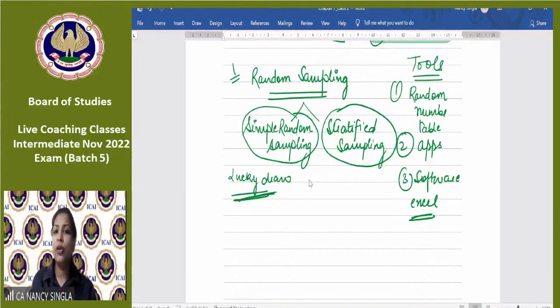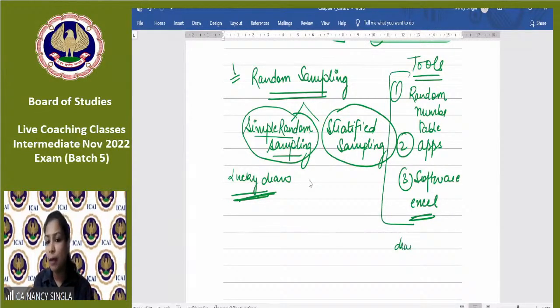Okay, so random sampling. Simple random sampling, which we have just seen, is a kind of lucky draw only. So I may use these tools. I may use a drum with chits. All the chits are put in there, and I may select the numbers. It is as simple as that.